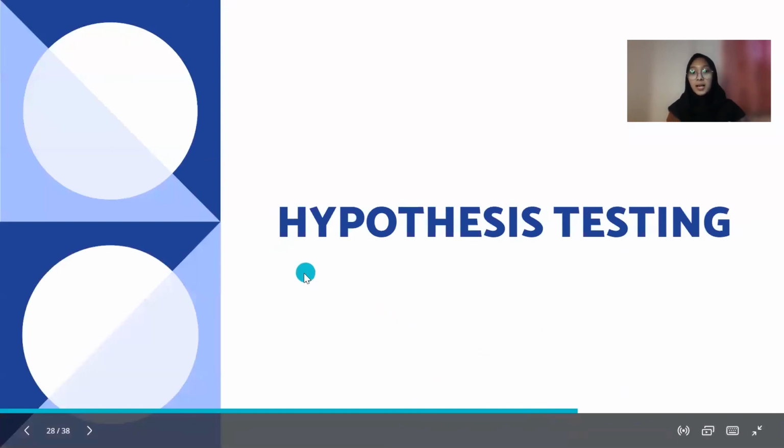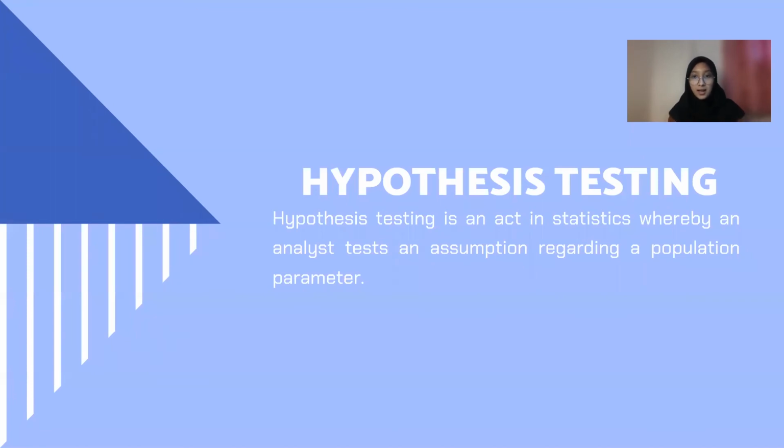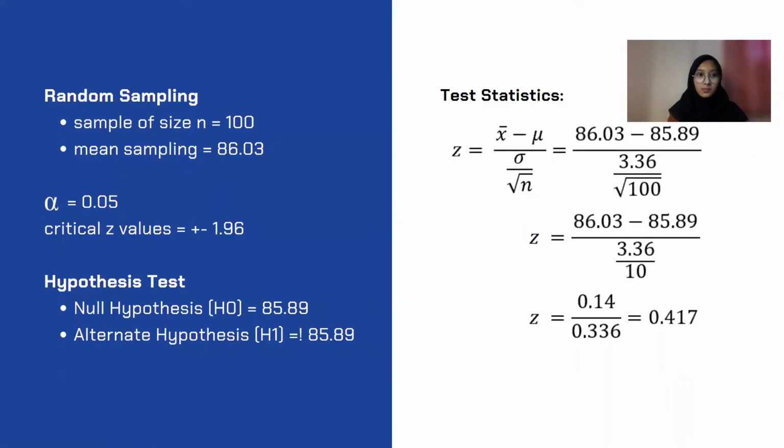Okay, so the last one is hypothesis testing. Hypothesis testing is an act in statistics whereby an analyst tests an assumption regarding a population parameter. The data that I use is the data of the 5th semester mathematics course list at SMA N1 Bandung. And we know from the descriptive analysis that the average of the population is 85.89, and the standard deviation of the population is 3.36.